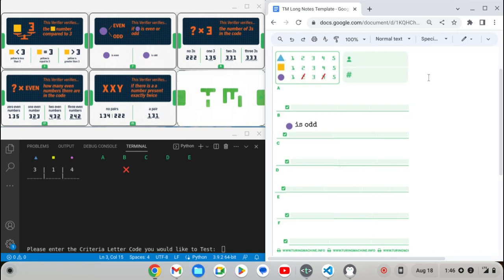The next thing I want to test is whether there's a pair or not. So let's go ahead and test criteria card E. Okay, so in this case, the Turing machine does not approve of my proposal. Notice that I do have all distinct digits, and that's an example of no pairs, but the Turing machine does not approve of it. So it's basically letting me know that yes, there is a pair.